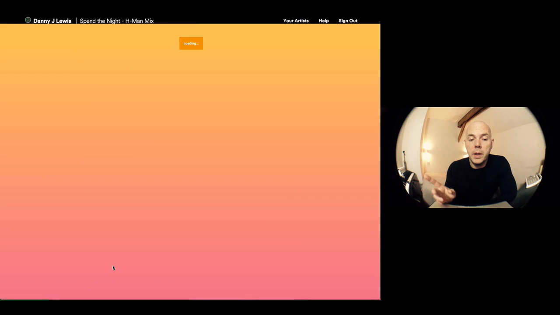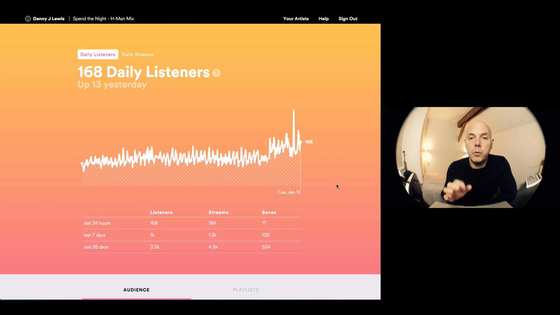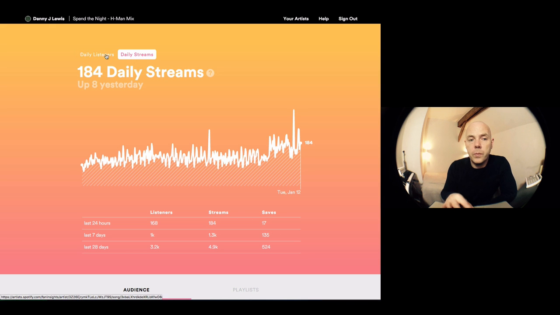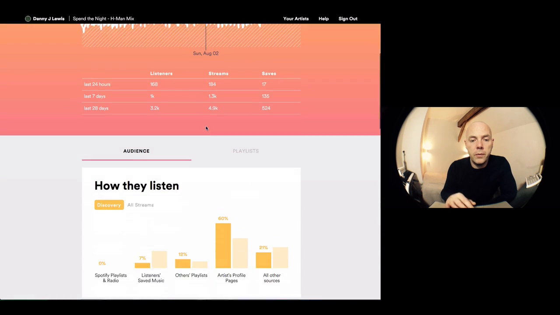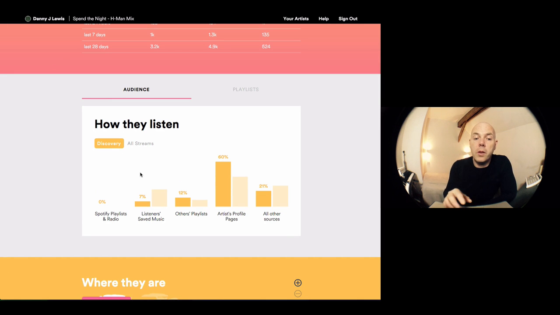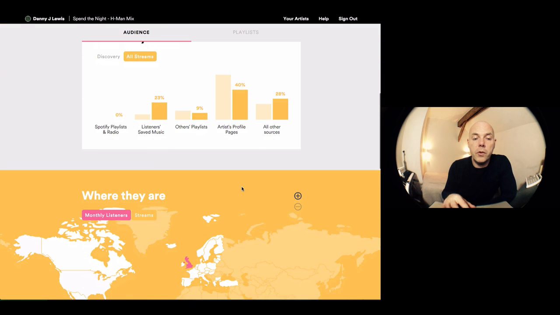What I'm going to do is click on it so we can take a look at the actual track. We can see at the top here it's got the name of the track, and then we can take a look at the daily listeners for the track. We've got some summaries underneath, daily streams here. Switching between those on the graph, this is once again the audience. So what are they doing with the track?